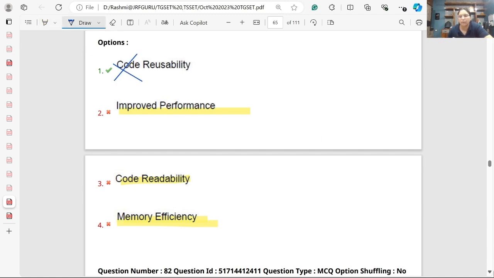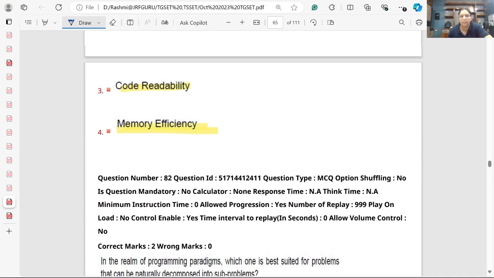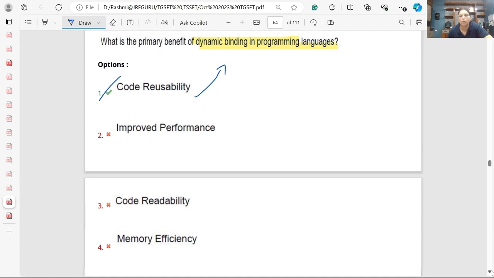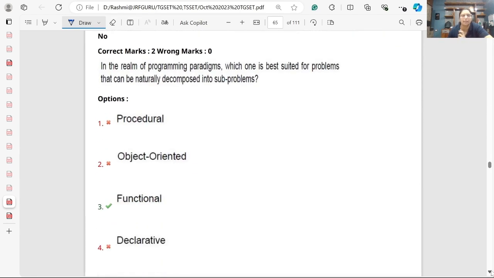Code reusability cannot be the good answer, because dynamic binding means runtime usage. Yes, we are calling some code during the runtime, so it cannot be code reusability. It should be that it will increase the memory efficiency. Code reusability can be the case if they want to say that we are using the code again and again in different programs. So yes, it could be the answer, but the correct answer should be memory efficiency.